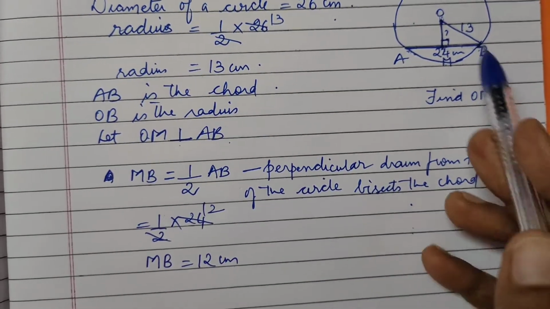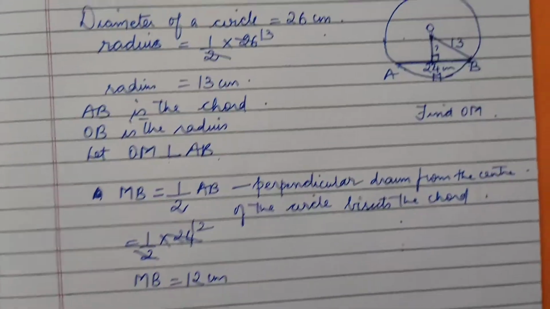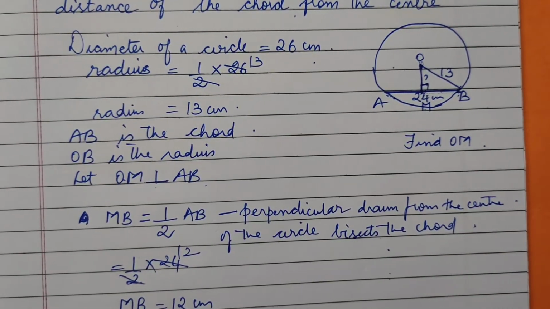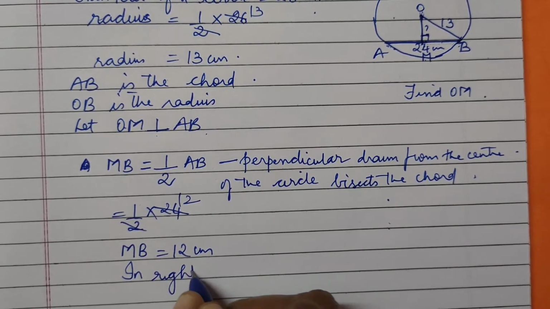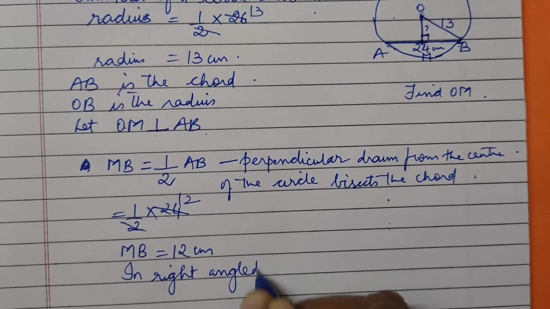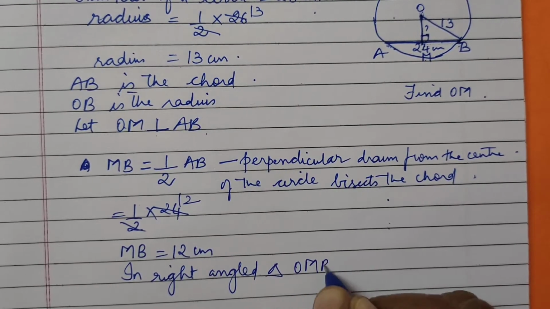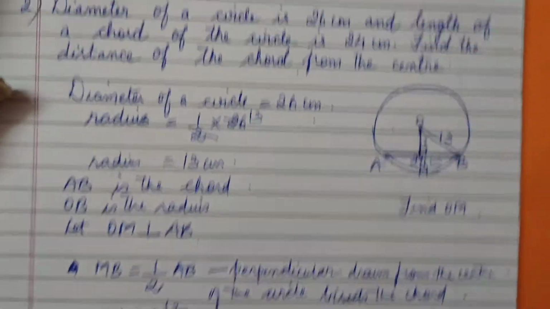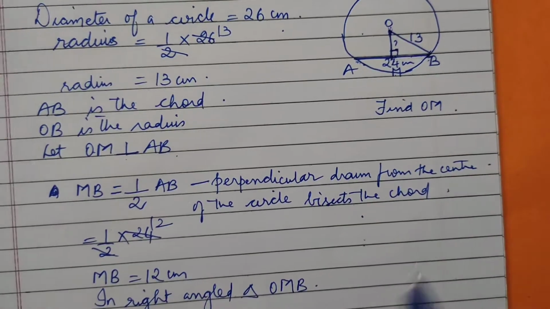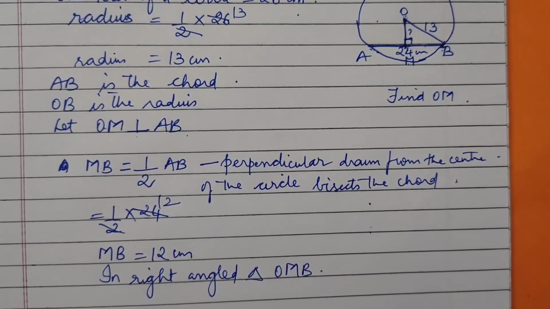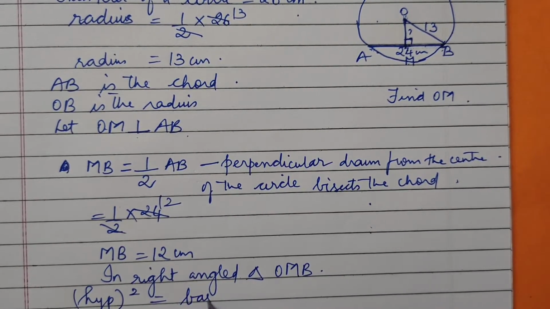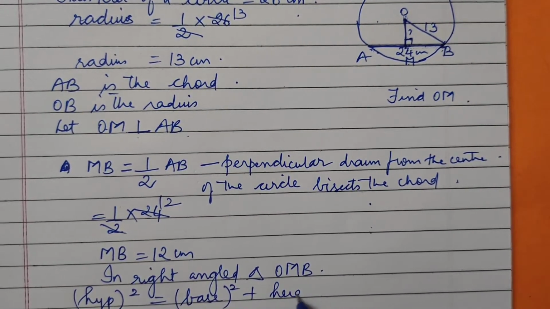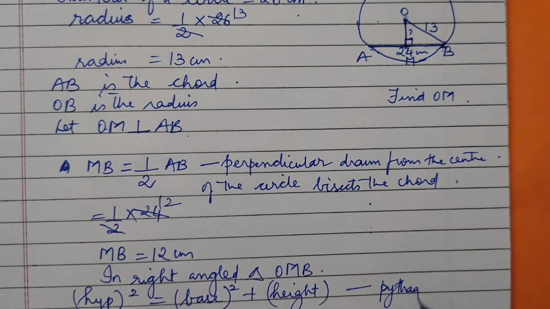We got it. Now can you find in triangle OMB? You can see a right angle triangle. In right angled triangle OMB, why am I saying right angled? Because there is a 90 degree. Here we can apply the Pythagoras theorem, that is, hypotenuse square equals base square plus height square. This is what the Pythagoras theorem says.